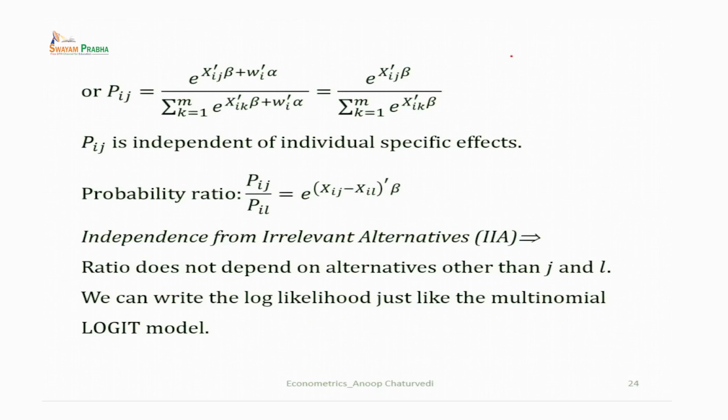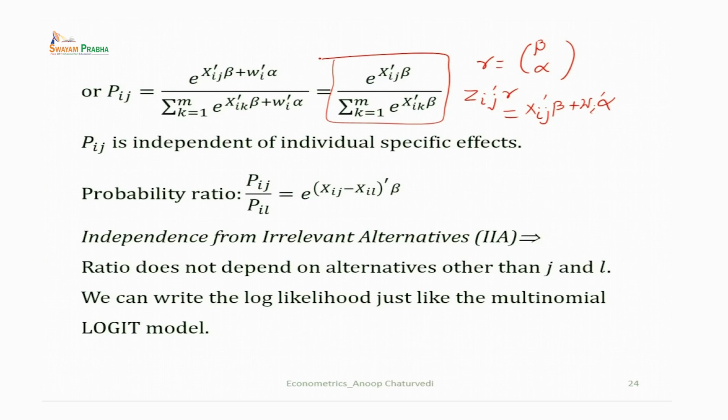Now, suppose we partition gamma also as, say, beta and alpha, then z_ij transpose gamma is equal to x_ij transpose beta plus w_i transpose alpha. So, you get p_ij equal to e to the power x_ij transpose beta plus w_i transpose alpha divided by summation over k e to the power x_ik transpose beta plus w_i transpose alpha. Now, you can take e to the power w_i transpose alpha outside this summation, and then it will cancel out in the numerator and denominator. So, finally, you obtain this expression. From here you observe that p_ij is independent of individual specific effects. So, it does not depend upon the w_i's, which are the individual specific effects.